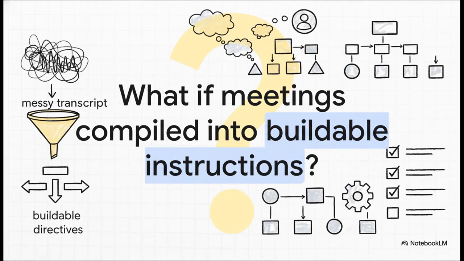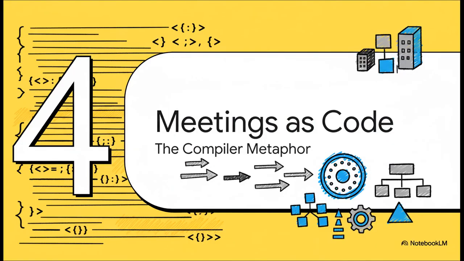This is the question that flipped the whole problem on its head. Forget about making the drawings faster. What if we could make the instructions themselves perfect? What if the output of a meeting wasn't a messy transcript, but a clean, buildable set of directives? This leads to a really powerful new way of thinking.